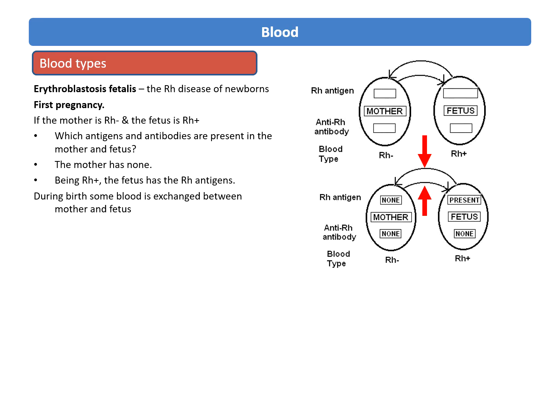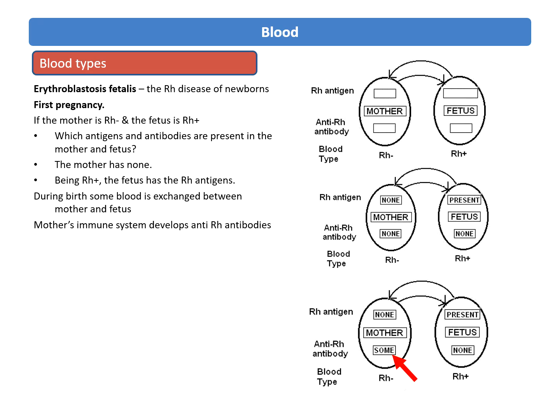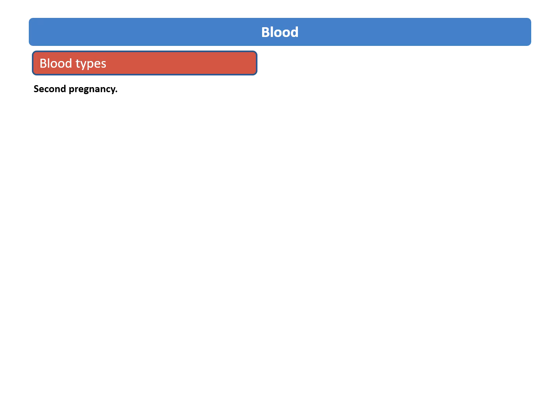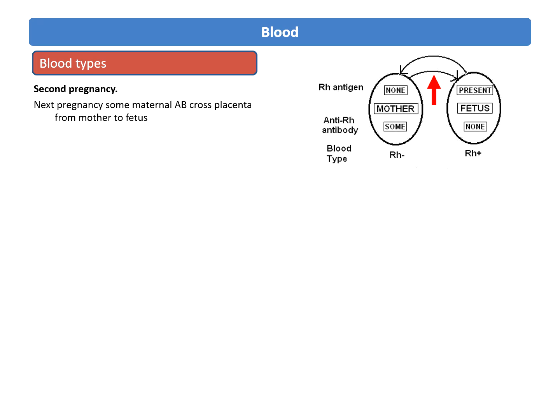During birth, some of the blood is exchanged between mother and fetus. Also, some of the antibodies may cross the placenta because these are small antibodies. The mother's immune system will develop anti-Rh antibodies, not many after the first pregnancy. Is this a problem with either the mother or the fetus at this time? No, no problem at this time because it takes several weeks for the mother to develop the antibodies. What about the second pregnancy?